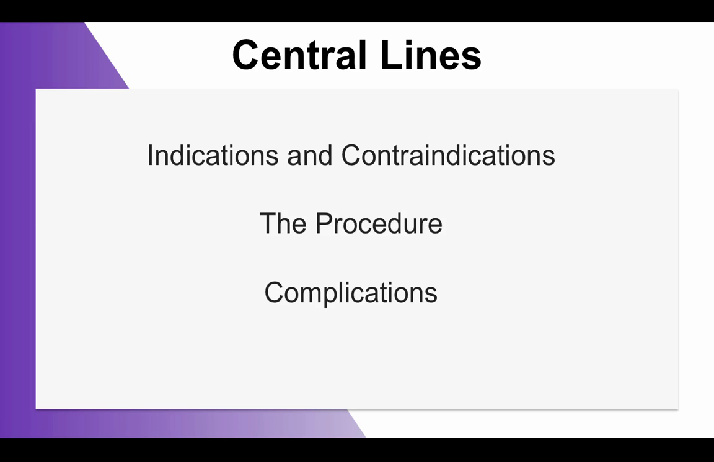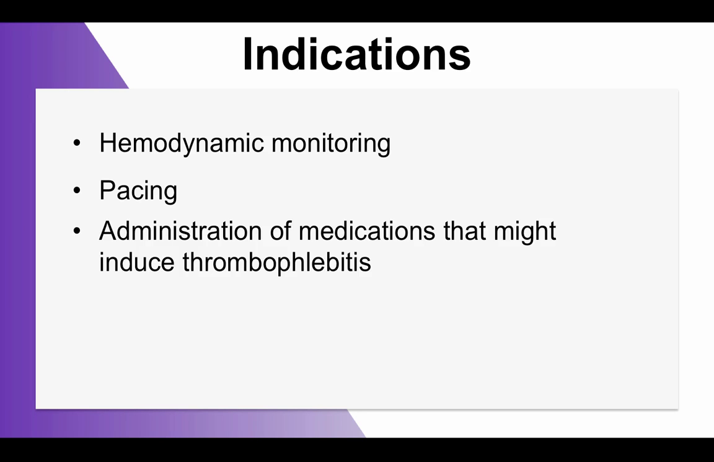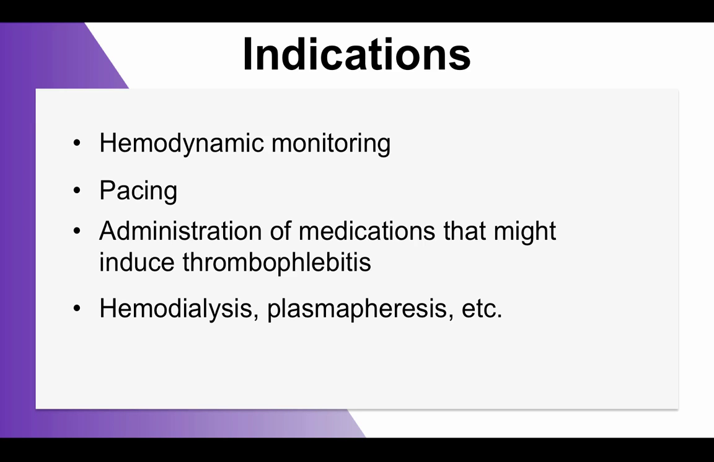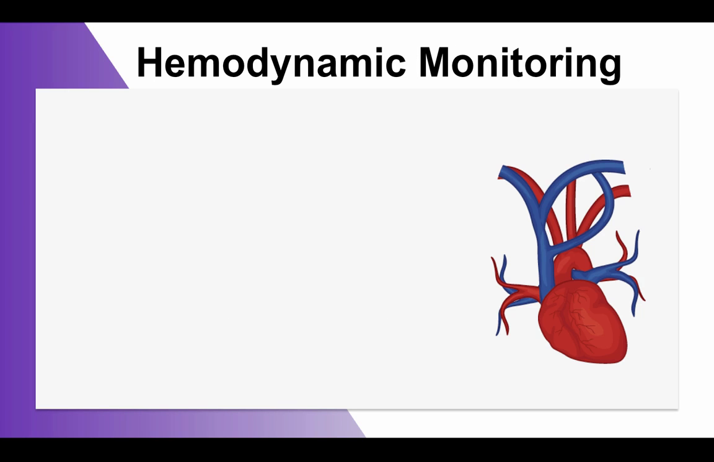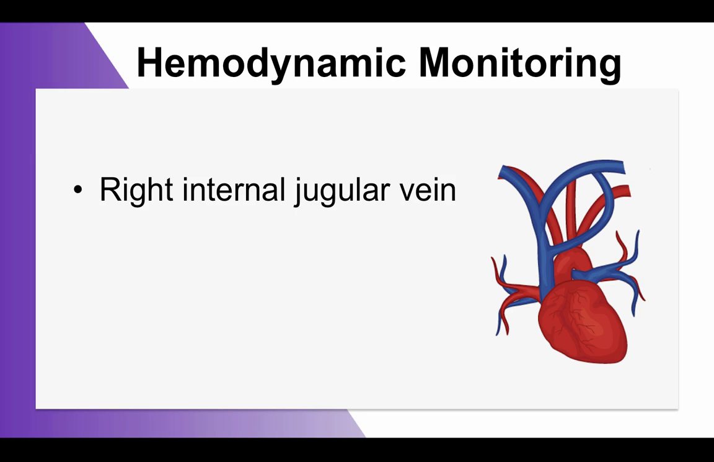Specifically, we will cover indications, contraindications, the procedure, and associated complications of central venous catheter insertion. This module will focus on indications and contraindications. Indications for central venous catheters include hemodynamic monitoring, pacing, administration of medications that might induce thrombophlebitis, hemodialysis, plasmapheresis, or lack of peripheral access.